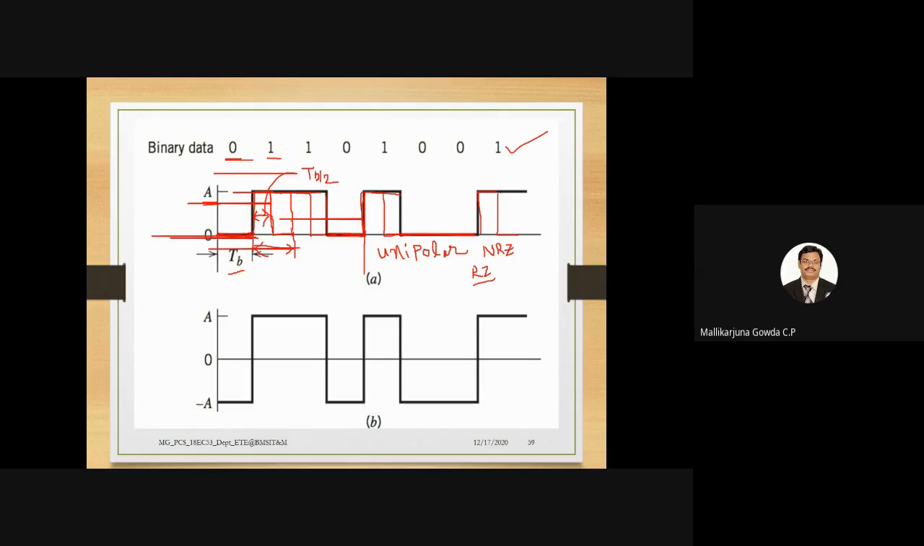Yes, my dear students, should tell. Have you understood this return to 0 or non return to 0? Yes? Yes, sir.